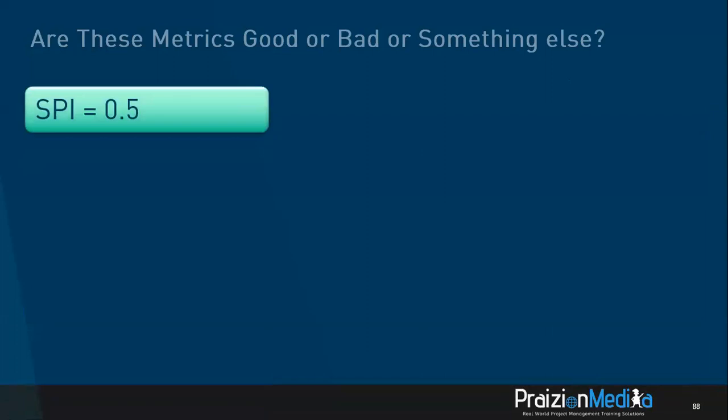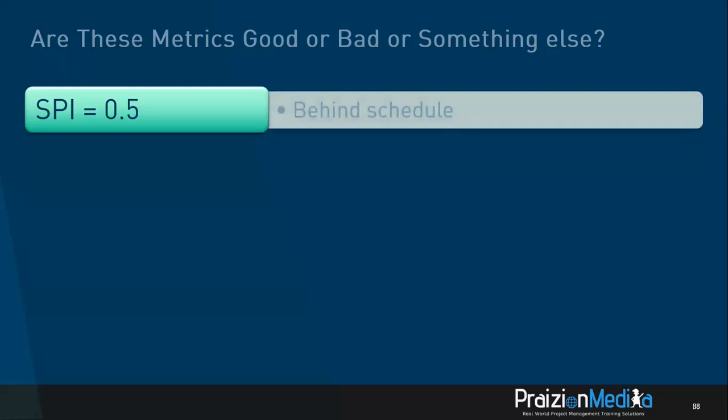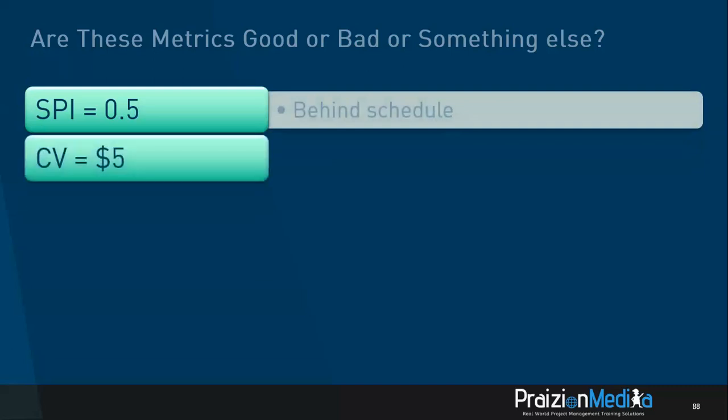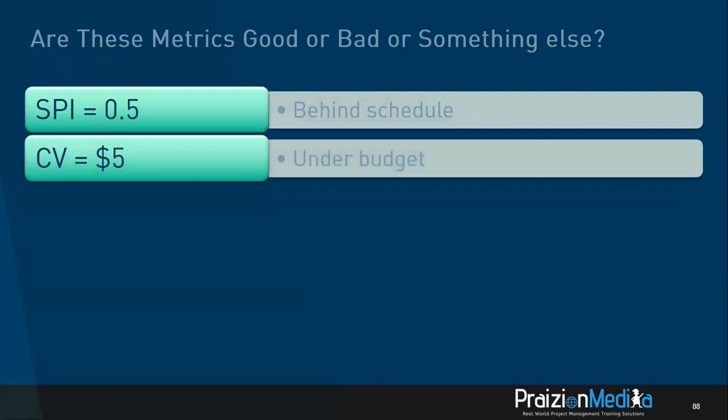0.5. First of all, tell yourself, is this an index or a variance? It's an index. Indices less than 1 are unfavorable. So this is bad. It's bad schedule performance. You're behind schedule. What about this? This is positive. It's $5. This means in terms of cost, you are $5 under budget. This is not bad. This is actually good.